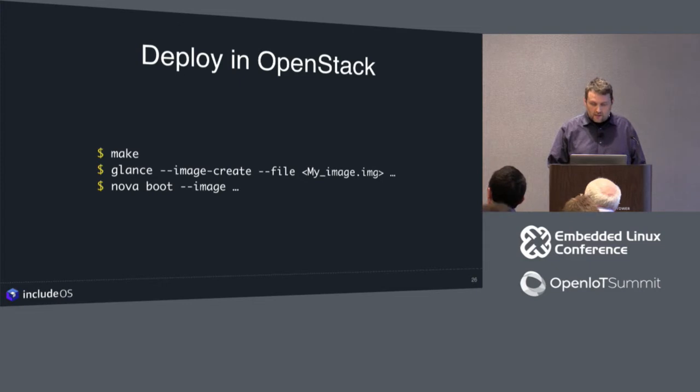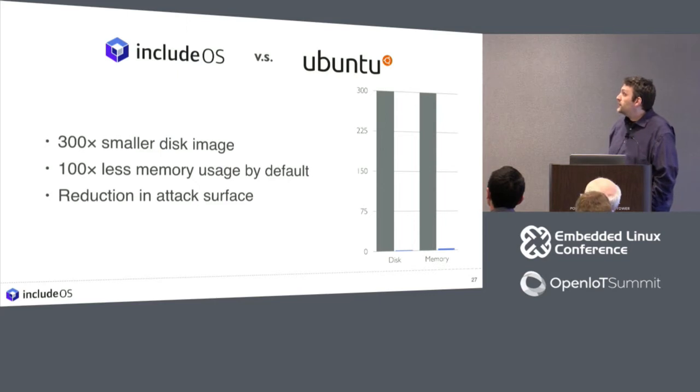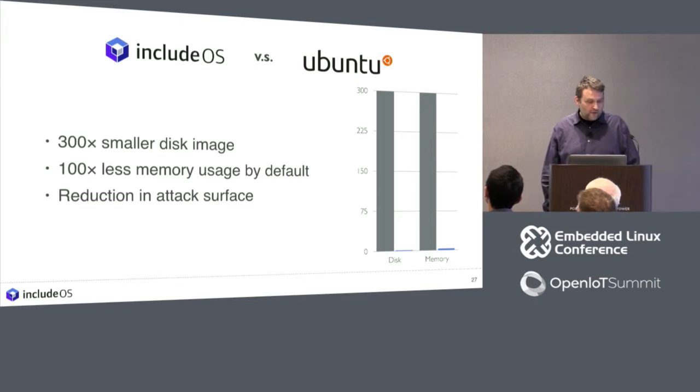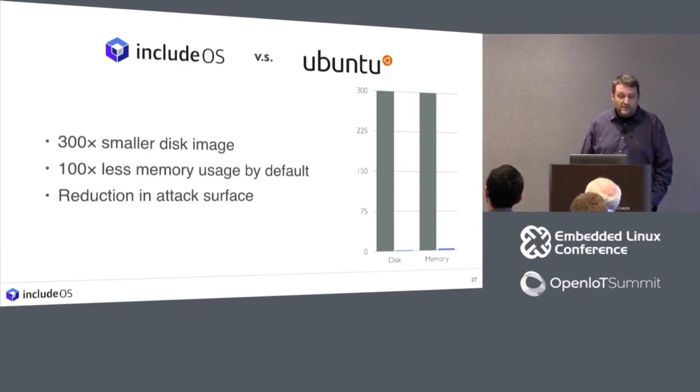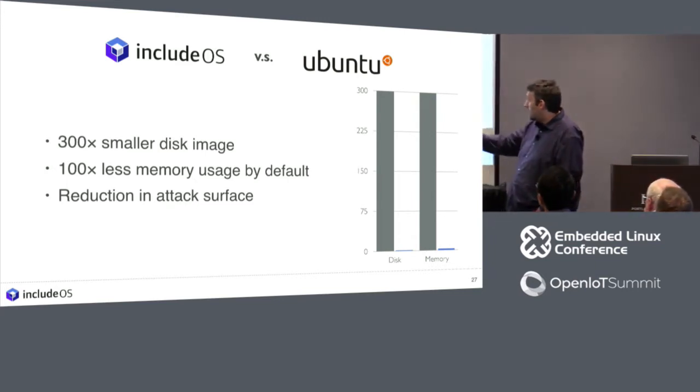And just to get a perspective on the size, here's a comparison between IncludeOS and Ubuntu. This is not a very relevant comparison because these are very different operating systems. This is just to give you an indication of the relative differences in size. Typically, IncludeOS images are 300 times smaller. They use about 100 times less memory by default. And this is obviously quite a big reduction in attack surface. For you guys sitting in the back, I don't know if you can see it, but the gray bars are Ubuntu, and the blue ones are IncludeOS.